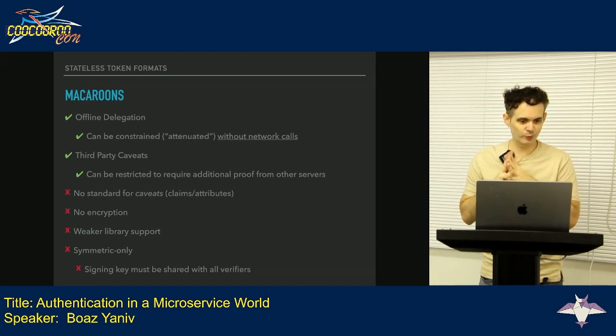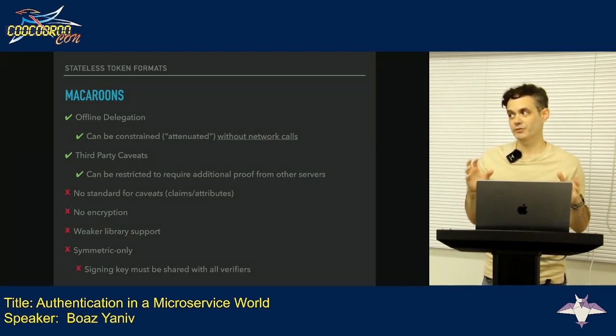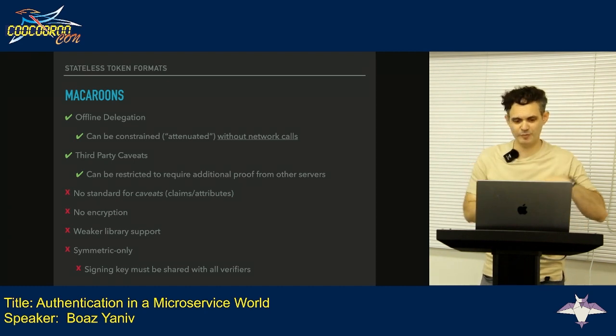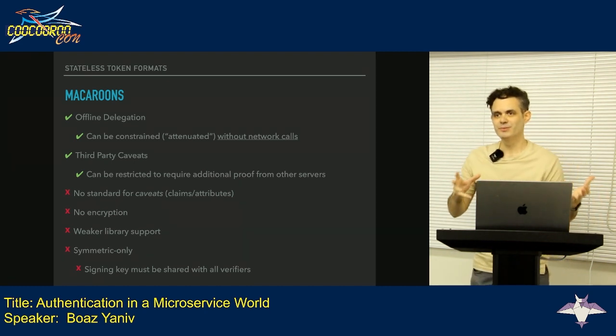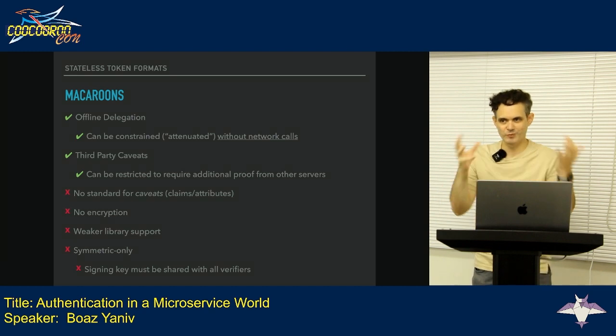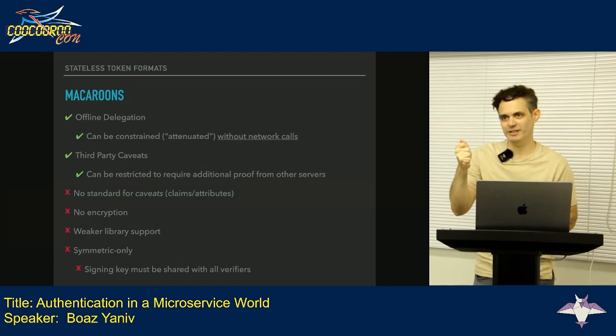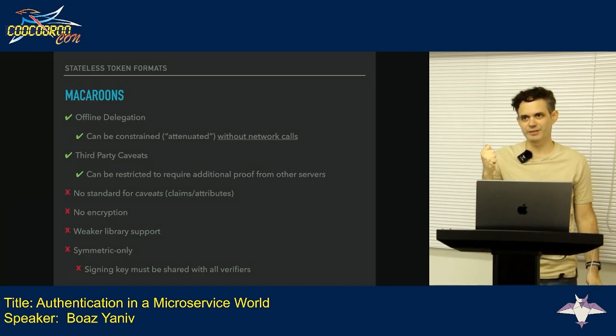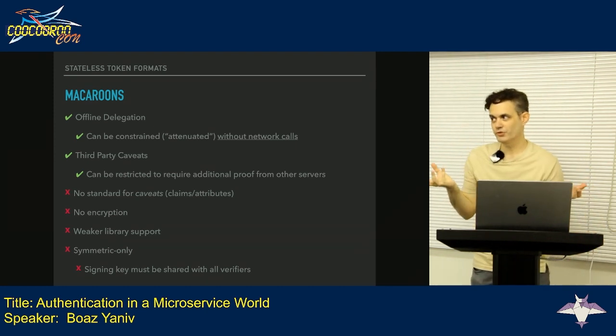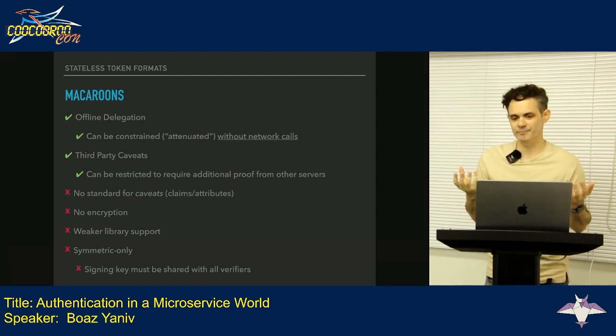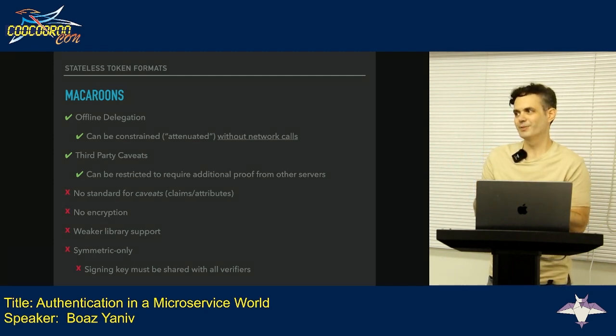And one very big issue is that they are symmetric only. So for microservices, a lot of the time you do need to use some asymmetric mechanism. With the symmetric only property, it means that yes, everybody can add caveats without network access, but to verify the macaroon, you must know the secret key. And if you don't want to distribute that secret key to everyone, then you're in an issue. You still need a network call to be able to verify them.